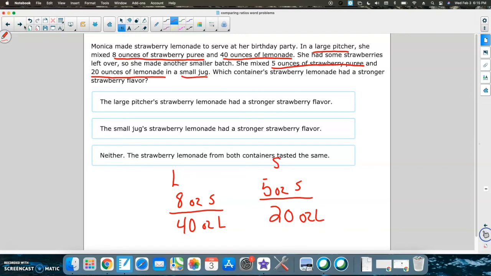Okay, large and small. Which container's strawberry lemonade had a stronger strawberry flavor? So which one had a stronger strawberry flavor? Okay.